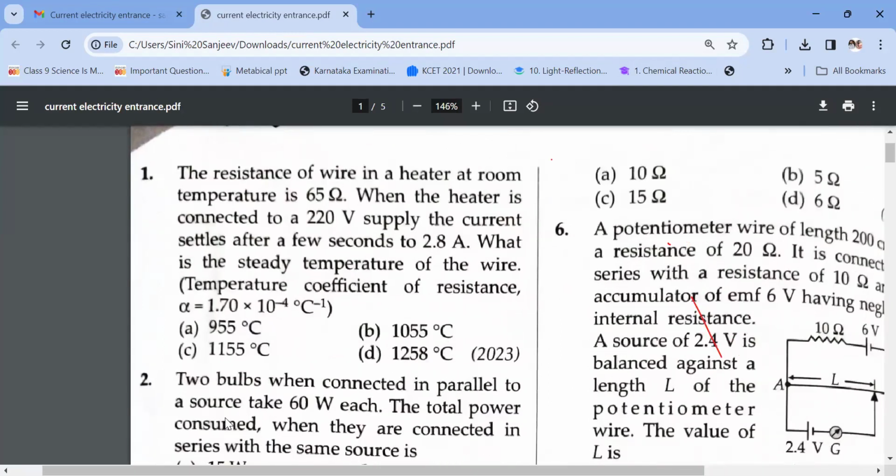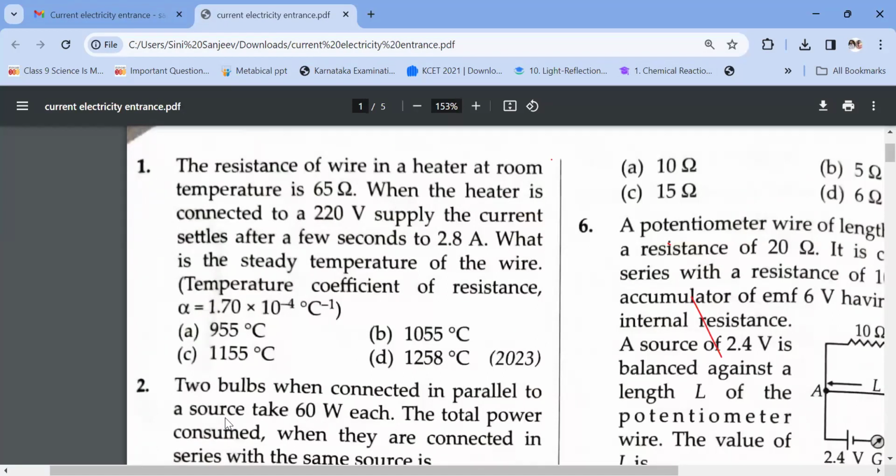Question number 1. The resistance of wire in a heater at room temperature is 65 ohms. Okay, so these kind of questions, who hasn't done, let me know in the chat option. Not done. Okay. Yeah, fine. See, there is a simple formula for this. I'll write here only the formula. Because if I go to whiteboard, I think most of you are unable to see it.